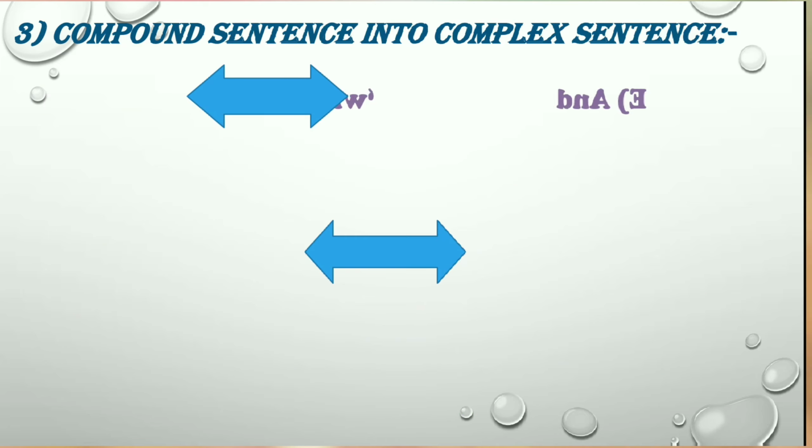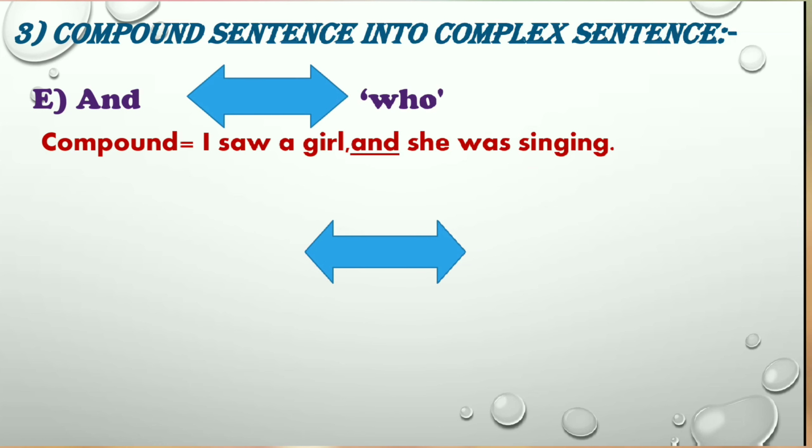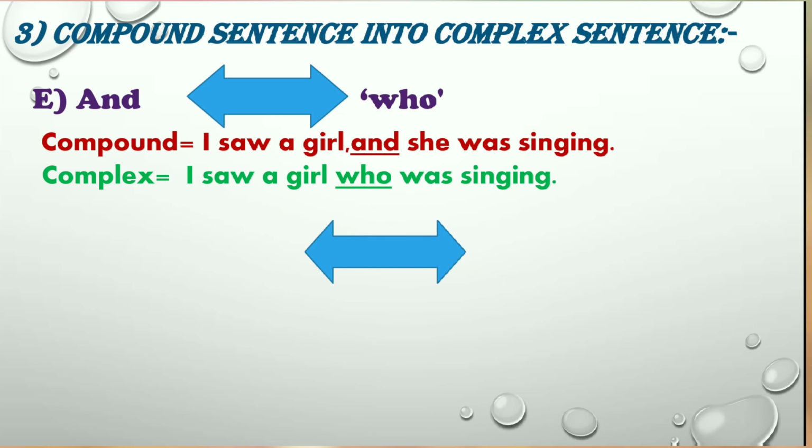Friends, now another way: if and is used in a compound sentence, you can change it and use who to make a complex sentence. Now let's see the example. I saw a girl and she was singing. Now you just remove and and use who instead of and. The complex sentence will be like this: I saw a girl who was singing. Now and is removed and who is used.